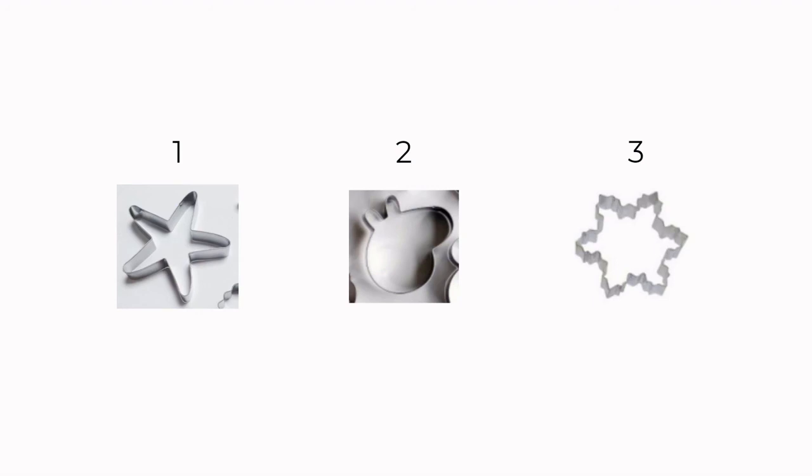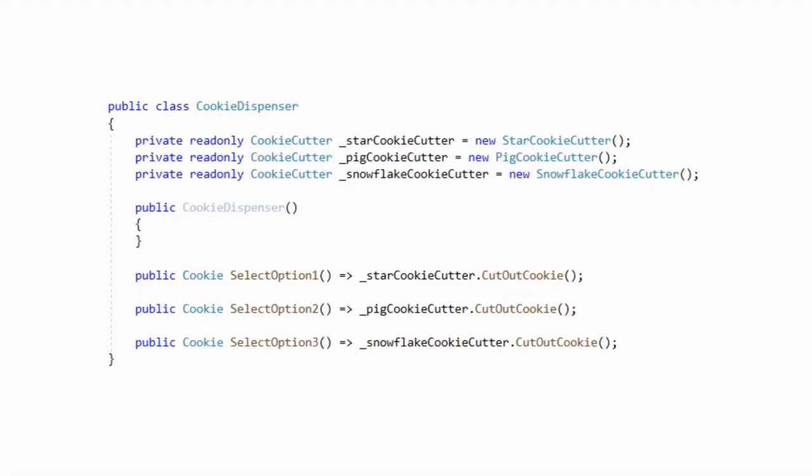A user can select options 1, 2, or 3 on the machine and receive a star, pig, or snowflake shaped cookie for each respective option. One way we could implement such a machine is to simply have the machine create and contain one of each cutter when the machine itself is created. It preserves a reference to each of these cutters, and when each option is selected on the machine, a call is made to the appropriate cookie cutter.